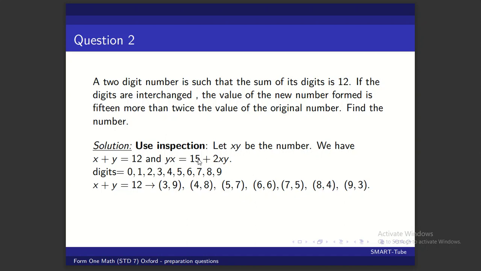Now the second condition says 15 plus 2xy gives the new number.